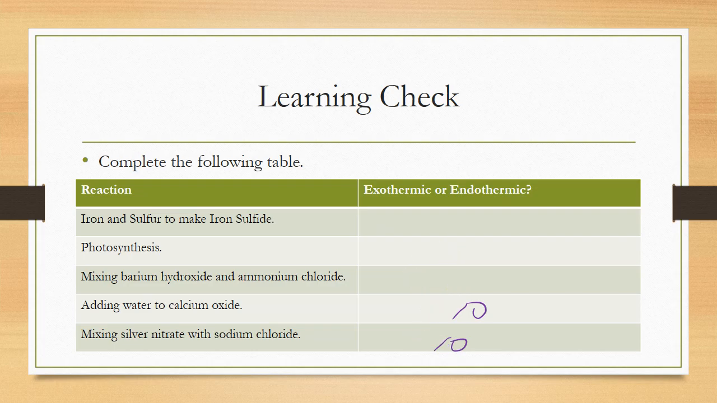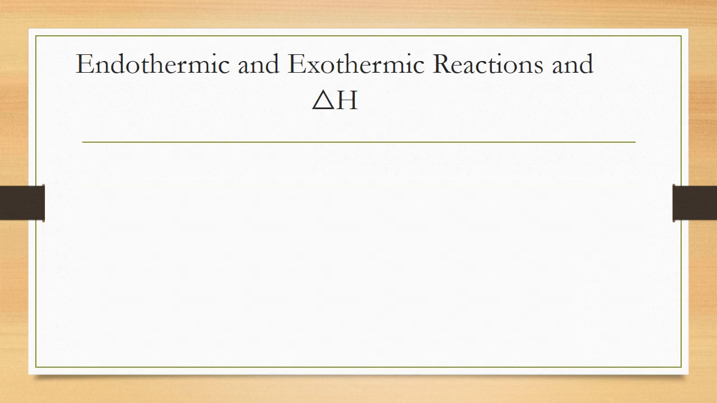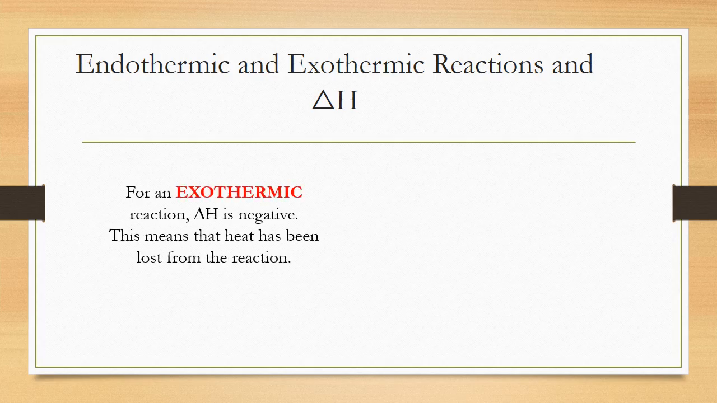Okay, so moving right along. We've already looked at delta H briefly in the previous slides, but we're going to develop and focus on that. So what's the relationship between endothermic and exothermic reactions and this thing we call delta H? Well, for an exothermic reaction, delta H is negative. It's the amount of energy difference between the reactants and the products. This means that the heat has been lost in the reaction.